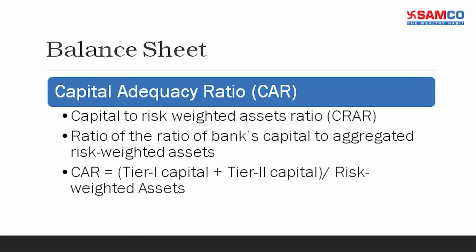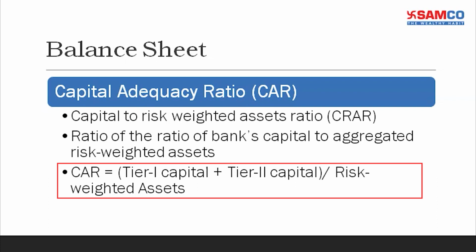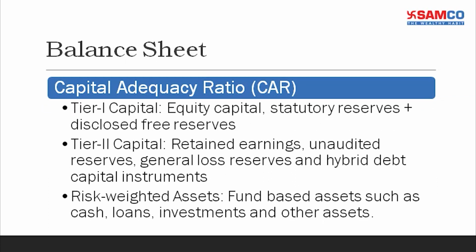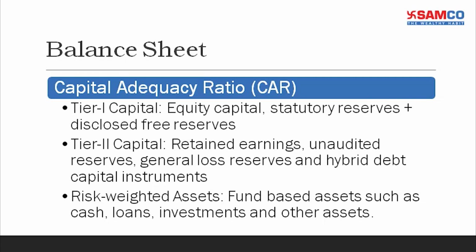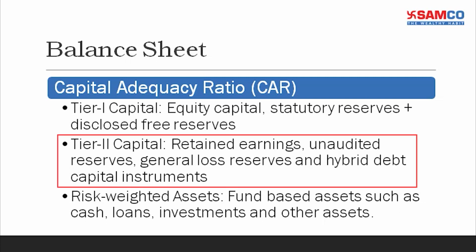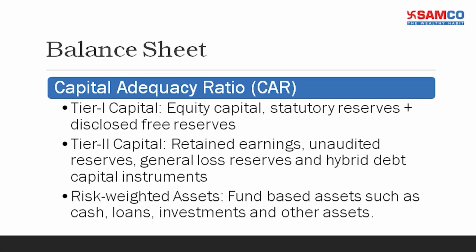Now, CAR is nothing but the summation of Tier 1 capital plus Tier 2 capital divided by risk-weighted assets. Tier 1 capital consists of equity capital, statutory reserves plus disclosed reserves. Tier 1 capital is used to absorb losses and does not require a bank to cease operation. Tier 2 capital comprises retained earnings, unaudited reserves, general loss reserves, and hybrid debt capital instruments. This capital absorbs losses in the event of a company winding up or liquidating.